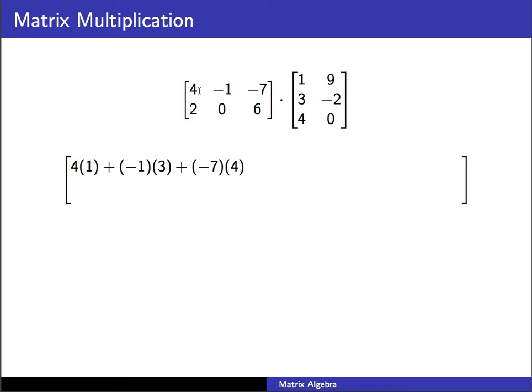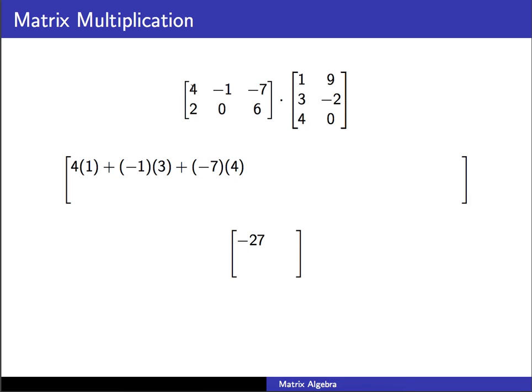First, we have 4, -1, -7. We're going to multiply that by 1, 3, and 4. So 4 times 1, -1 times 3, and -7 times 4. When we figure out those products and add our results, again, this is the first row and the first column. We put our answer in the first row, first column, and that answer comes out to equal -27.